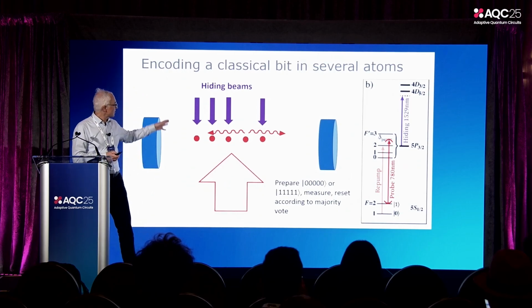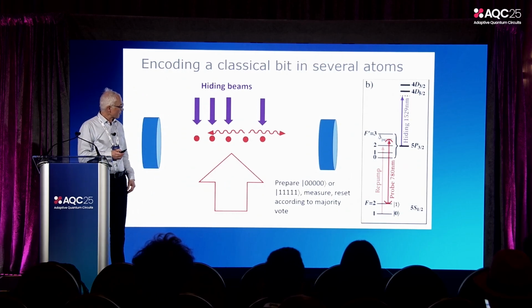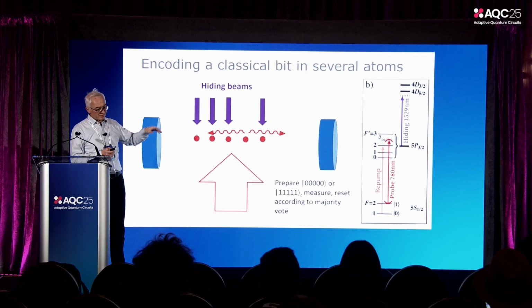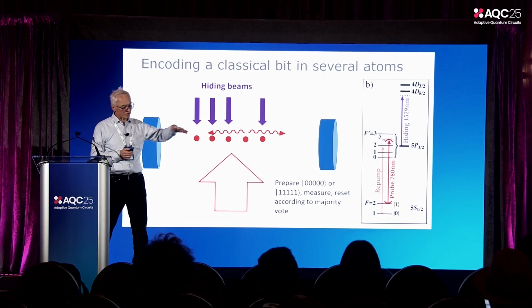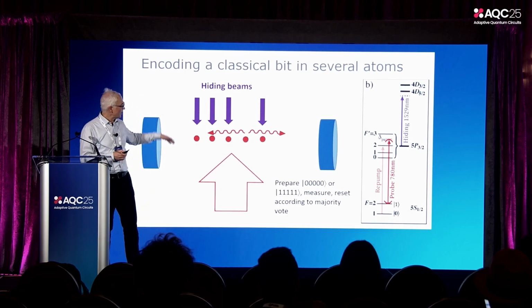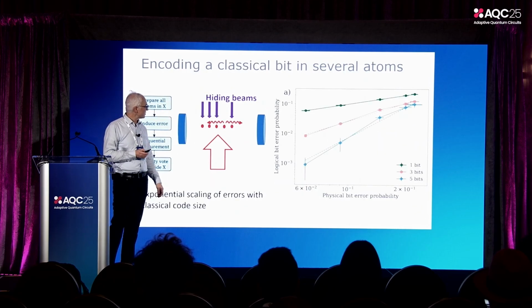So how did we do the classical error correction? We prepared either the 5-bit 0 state or the 5-bit 1 state, then measured. We introduced errors on purpose because our native errors were too small. We measured and then we reset.